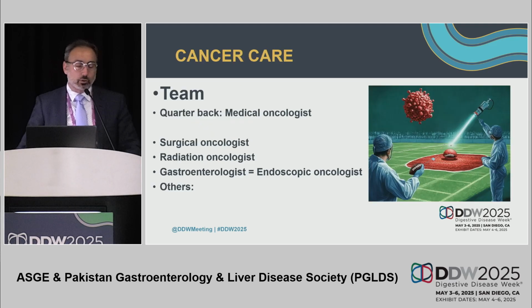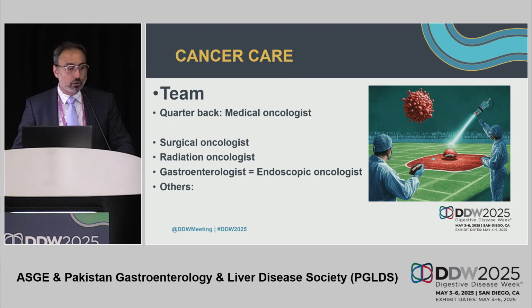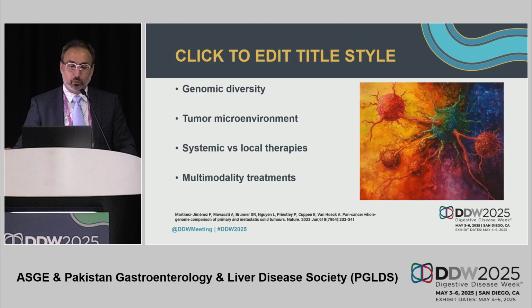The first thing to stress is the importance of a team approach to cancer care. I always think of the medical oncologist as the quarterback, and the surgical oncologist and the radiation oncologist as part of the team, and more recently the gastroenterologist, or what I like to call the endoscopic oncologist, is another team member. And there are others often involved in the care of cancer patients, like nutritionists, physical therapists, social workers, and psychologists. But increasingly, a gastroenterologist is becoming a full-time employee in cancer centers, like I am, where I've been for the last 14 years.